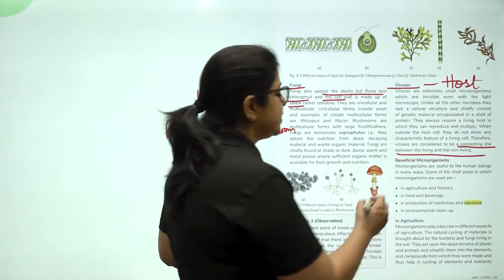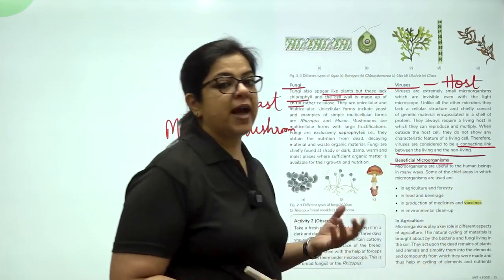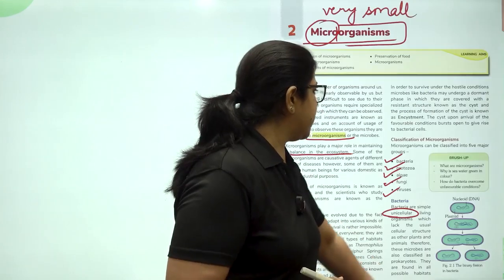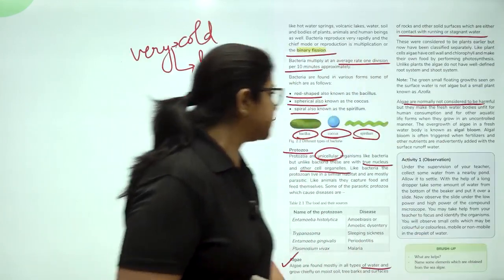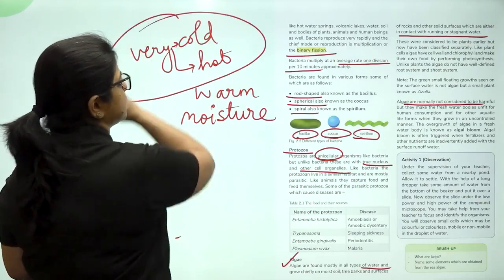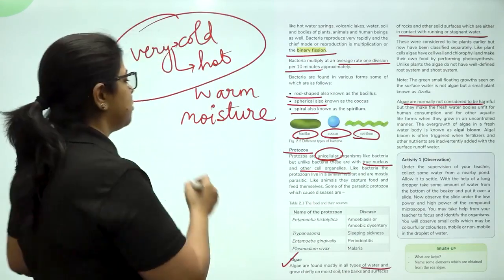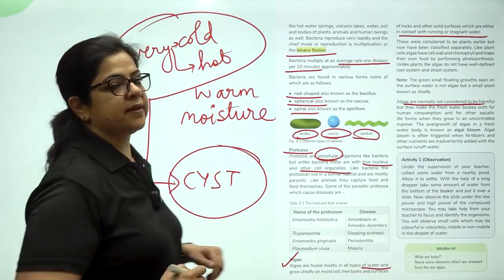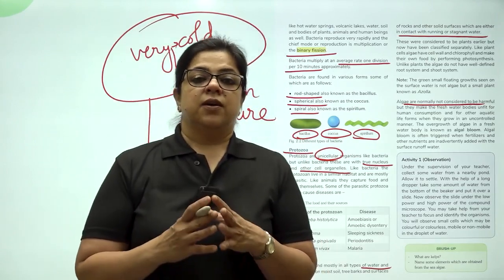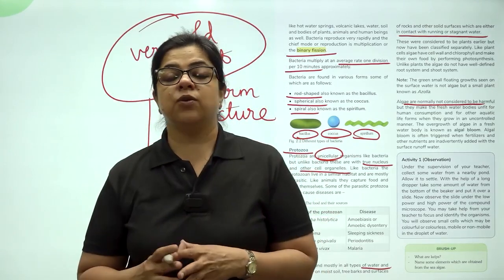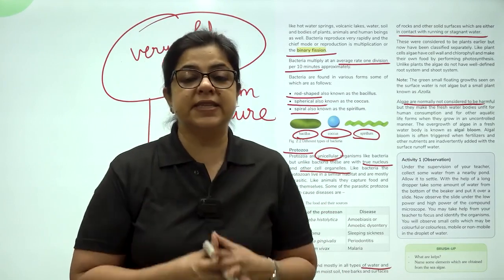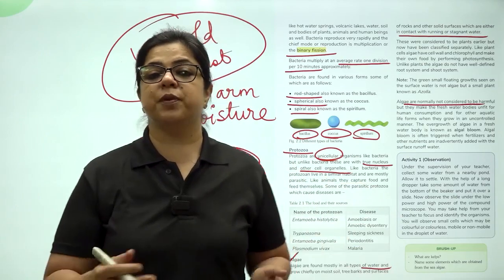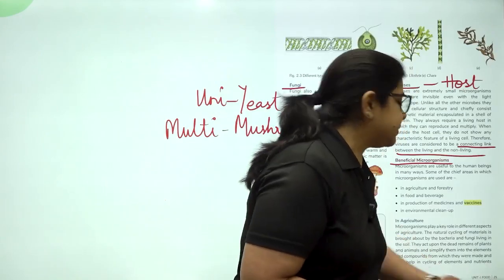Now children, these microorganisms can be beneficial and they can be harmful also. But before that, let's move back and understand how these microorganisms survive in these conditions. These microorganisms form a cyst-like thing around themselves. Because of this, when it is very hot or it is very cold, the microorganism survives inside the cyst, and once the conditions are favorable, the cyst breaks open and the microorganism is released.